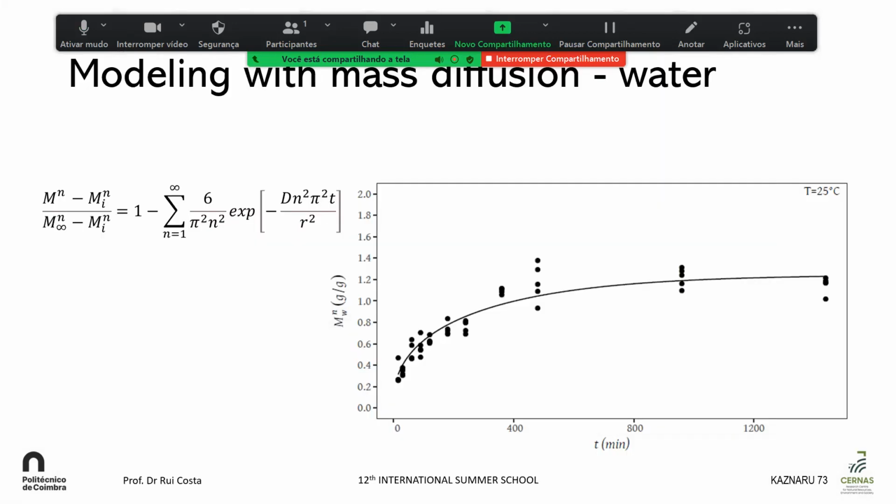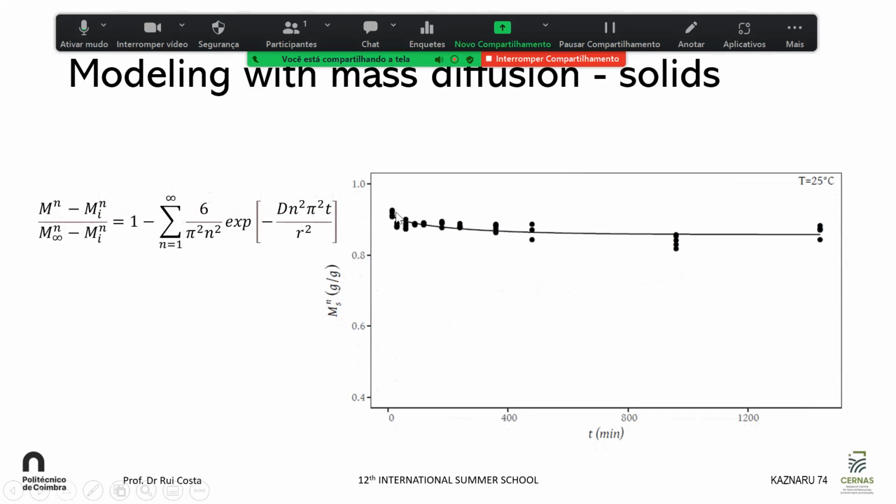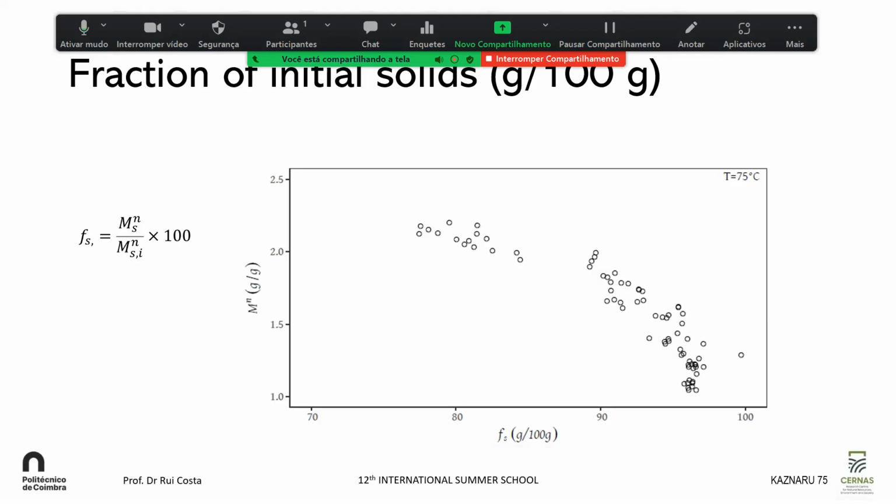If we apply these models with the diffusion models to predict how the water content develops, we can see this here. You see, this is the water content. These are the experimental points, and the curve is the predicted curve. You see that there is a high variation of experimental points, but the curve predicts pretty well how the water content develops. And the same for the solids loss. There is less solids loss, but it still can be predicted well.